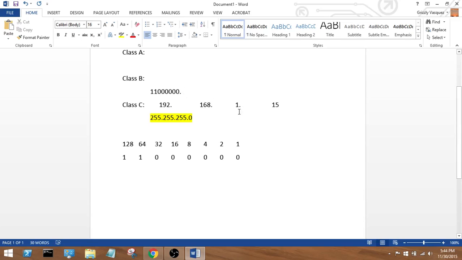Alright. So 1 something. What about 168? Let's convert this number into binary also. So we're gonna need 128. So it's gonna be a 1 down here. It's gonna be a 1. I'm just gonna kind of speed this up. You don't need the 64. You do need the 32. You don't need 16.